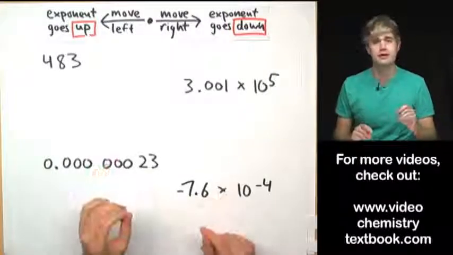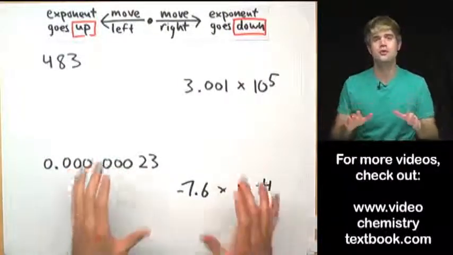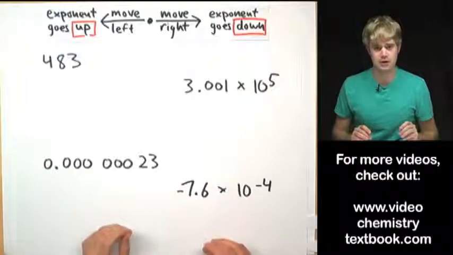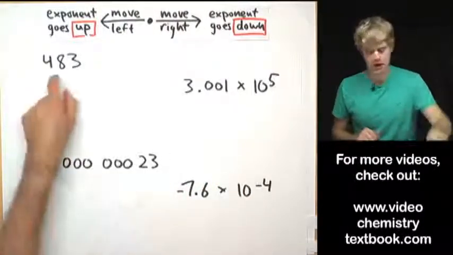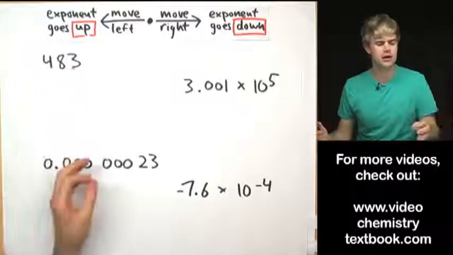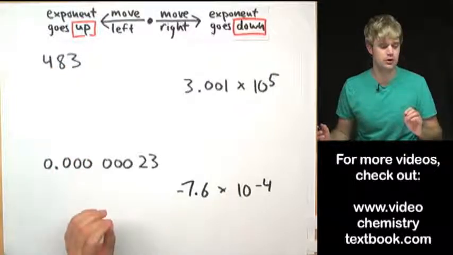I want to give you some practice with scientific notation. So in this video, I'm going to do 12 example problems step by step, so by the end, this stuff should be really easy. Here's our first example, 483. We want to put it into scientific notation.